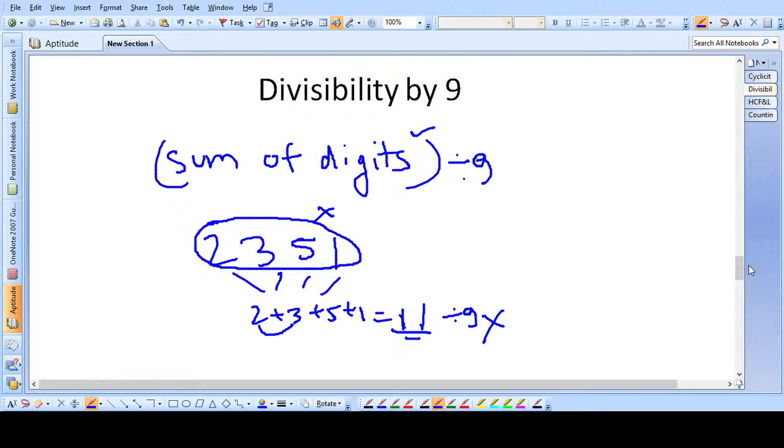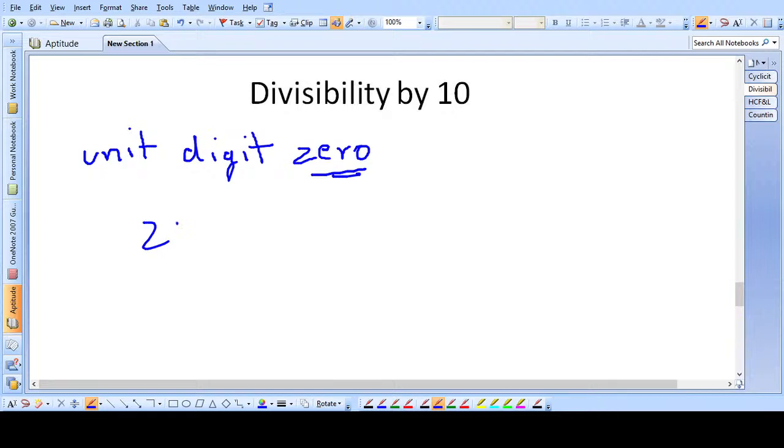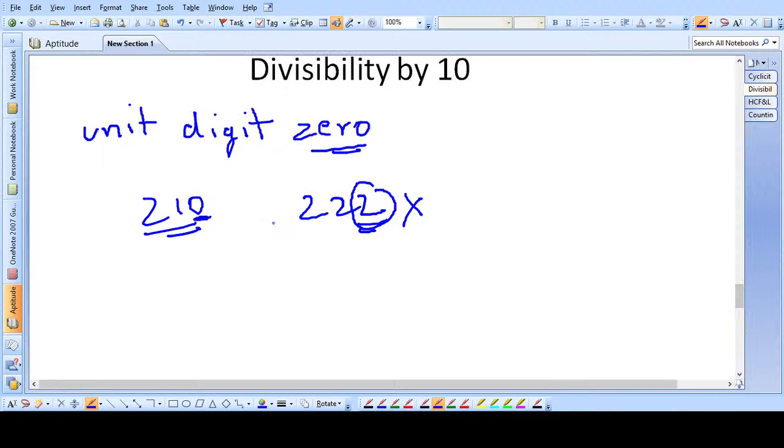Now let's go to the next one, divisibility by 10. This is very simple. There is only one condition: the unit digit should be 0, nothing else. If the unit place contains 0, suppose 210, this is divisible by 10 because the last digit is 0. 222 is not divisible by 10 because the unit digit contains 2, it is non-zero. And 520 is divisible because the unit digit is 0.